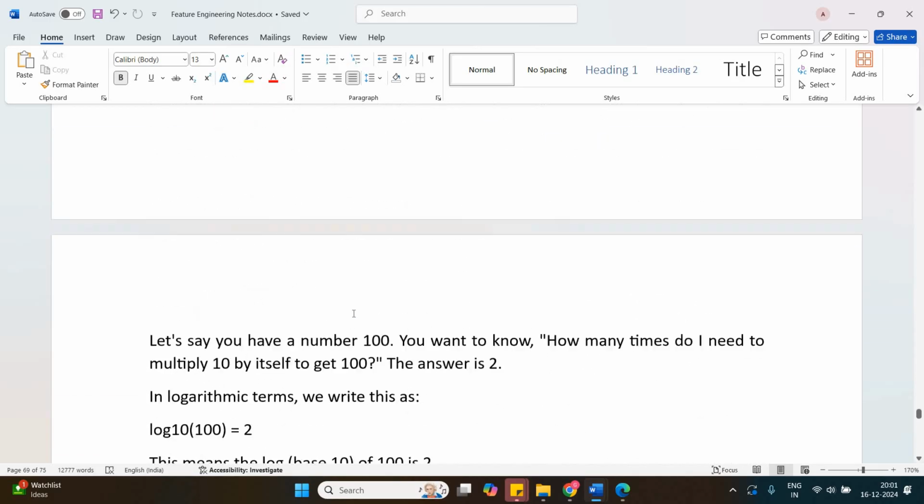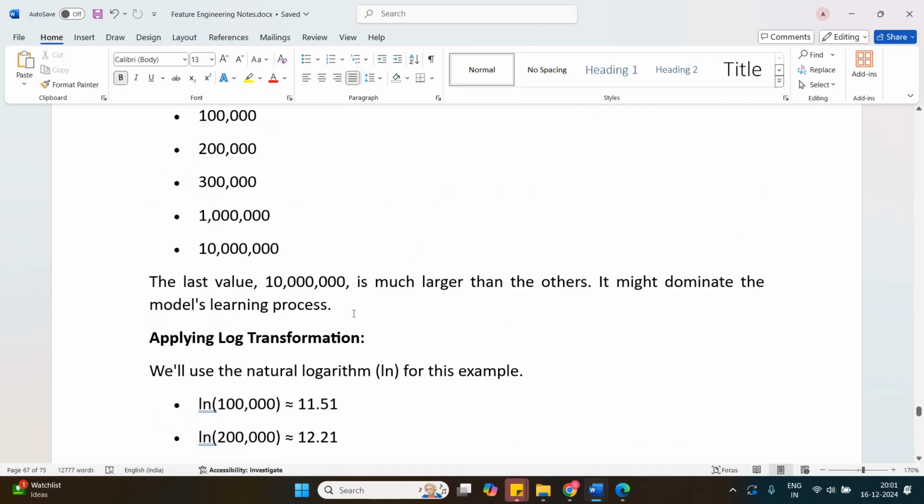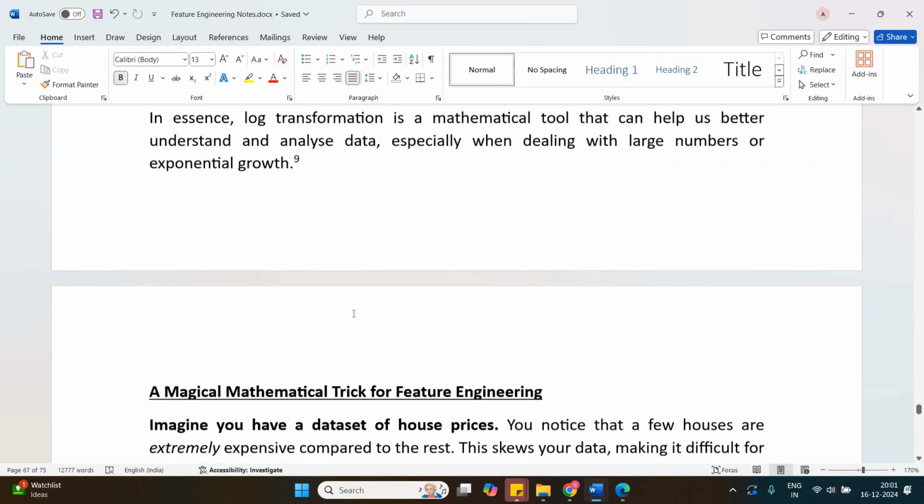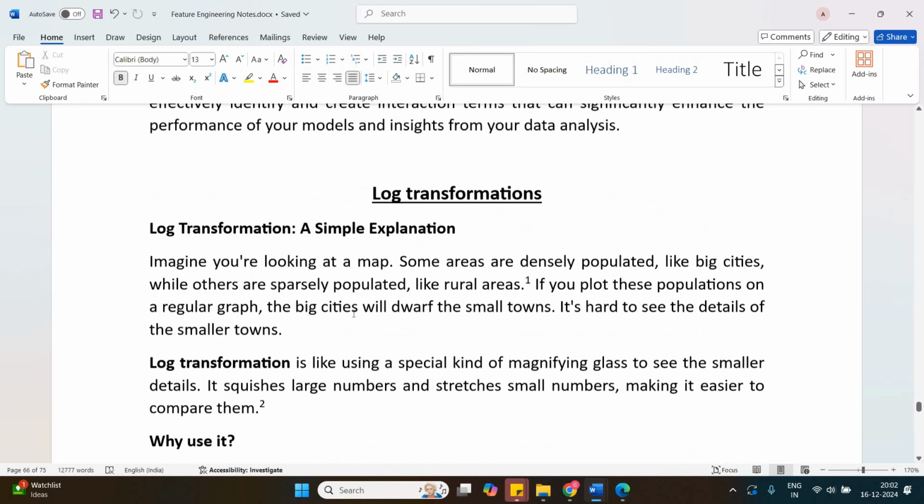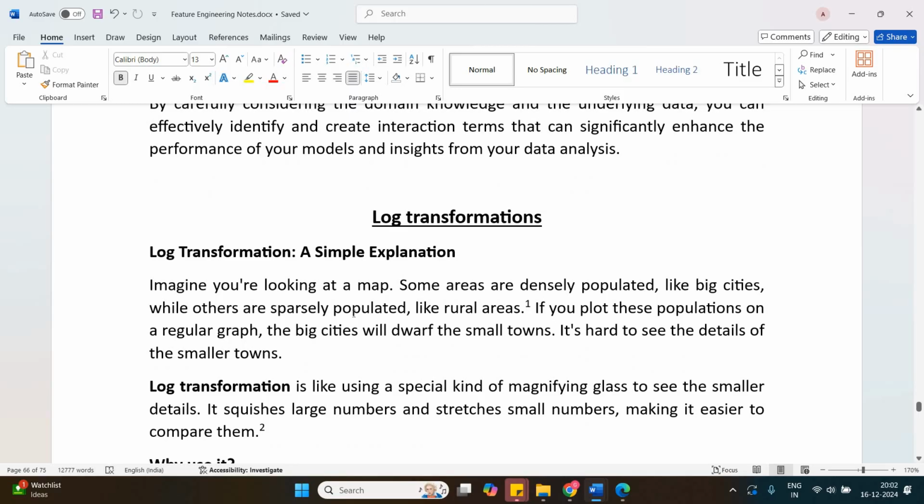So I hope you could have understood this, and this is really an easy example, and this is really an easy transformation. And when you should use it, that is the main thing. When you will use the log transformation, that's the main thing. Knowing about log transformation is not important. You should be able to understand when you have to use it.